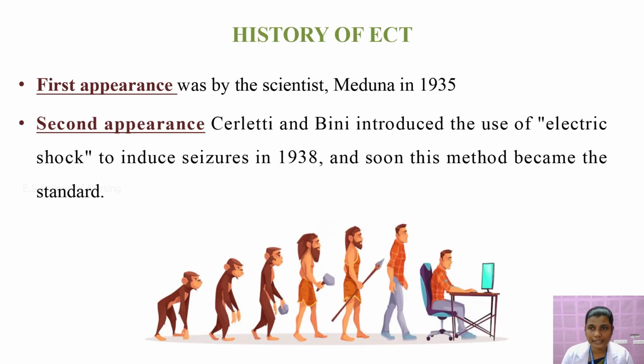Next, move on to the history of electroconvulsive therapy. There are two models in the history of electroconvulsive therapy. The first model was discovered by the scientist Meduna in 1935. The second model was introduced by Cerletti and Bini. It is electric shock that induces seizure, and nowadays we are using this method. This method was introduced in the year 1938.